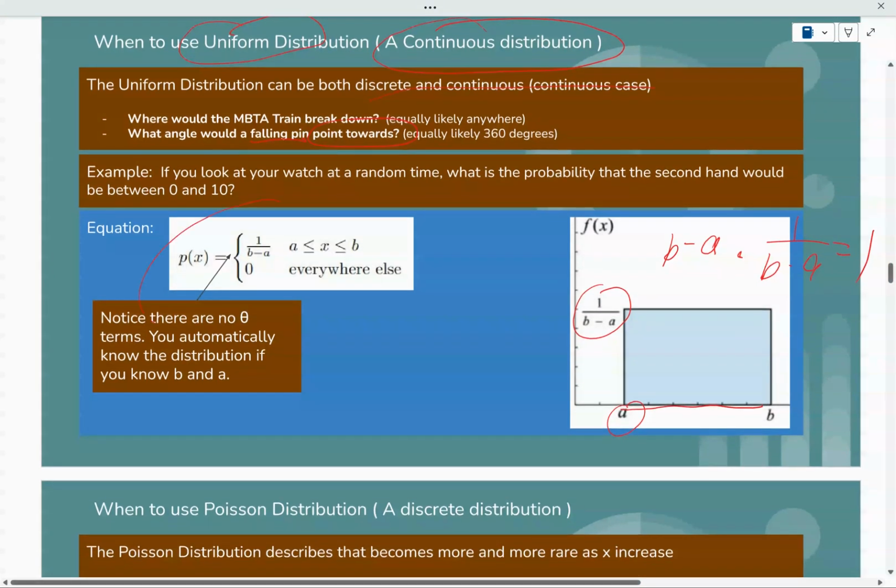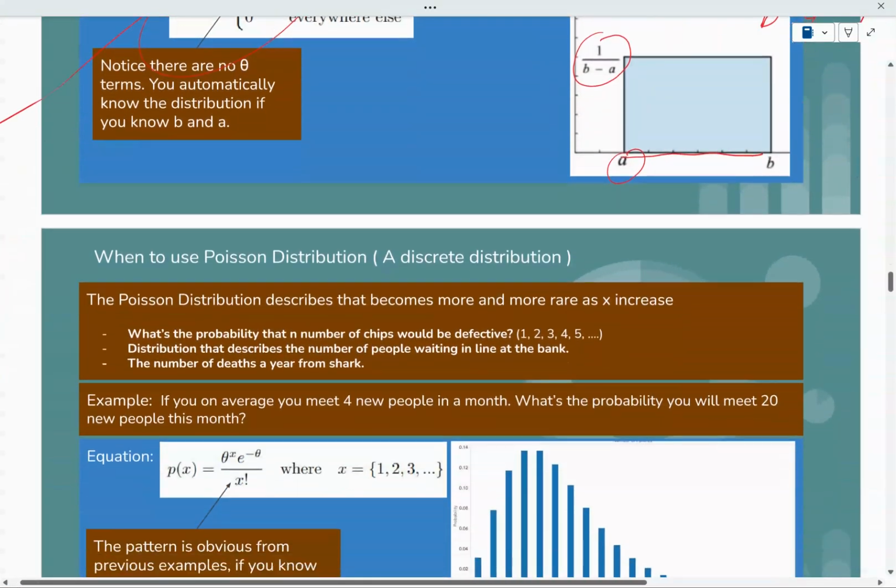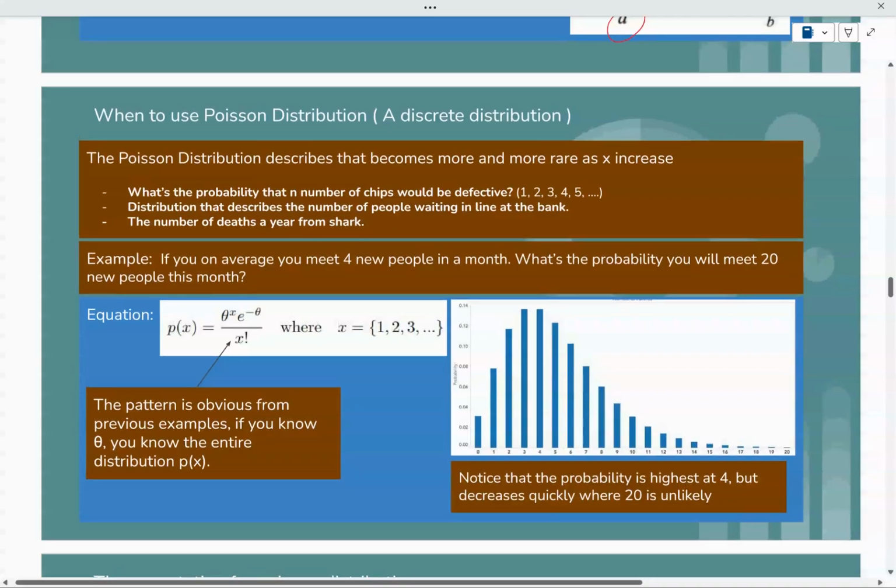So that is the equation for uniform distribution. Next one is the Poisson distribution. A Poisson distribution is a discrete distribution that describes outcomes that normally happen at a certain average likelihood, but get less and less likely as x increases. So let's say, what is the probability that n number of chips will be defective?